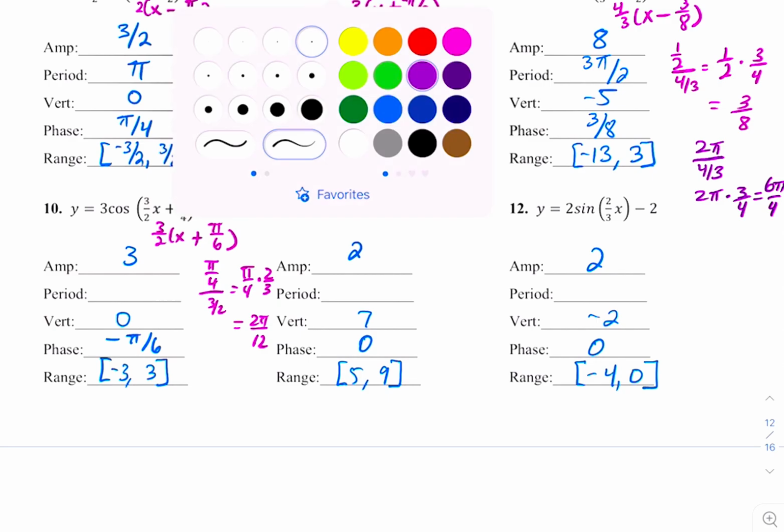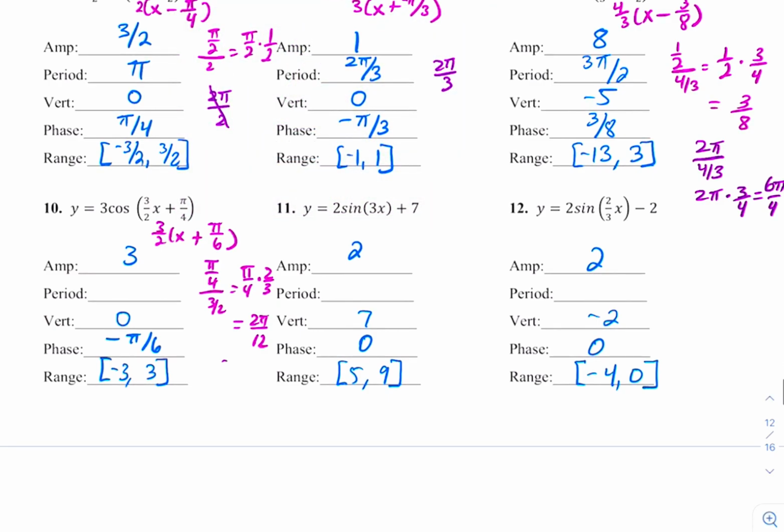And then to calculate the period, I am taking 2 pi divided by b, which is 3 over 2. So this means that I'm doing 2 pi times 2/3, which is 4 pi over 3.